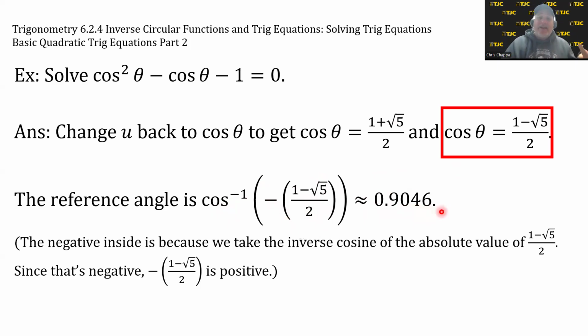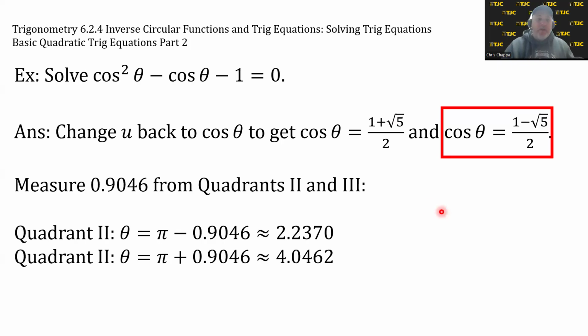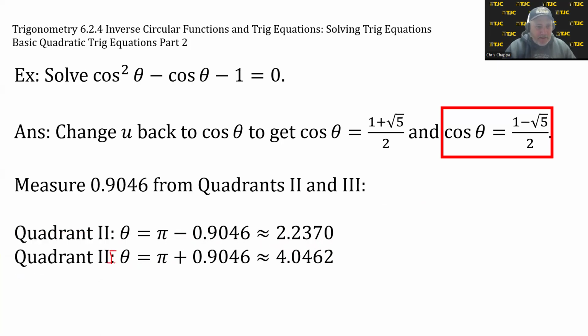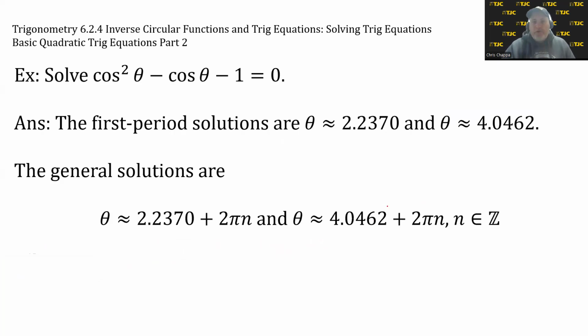And now that we have that and we know it's in quadrants 2 and 3, then we just measure it from standard position like we normally do. In quadrant 2, it's pi minus 0.9046, which is approximately 2.2370. And in quadrant 3, it would be pi plus the reference angle, which is about 4.0462. And so our first period solutions are these two values, and then the general solutions are just those two values plus 2 pi n, where n is an element of the integers.